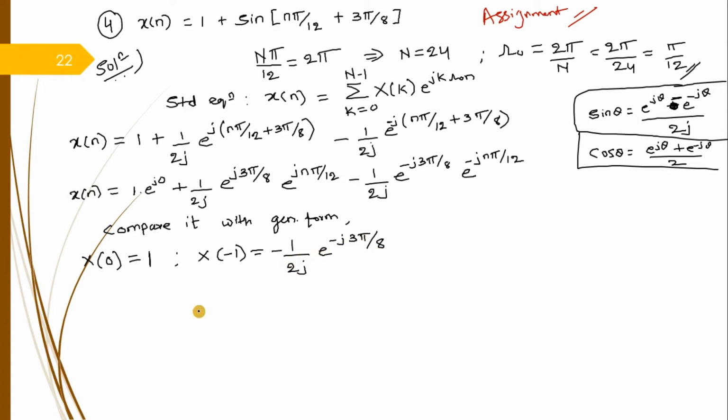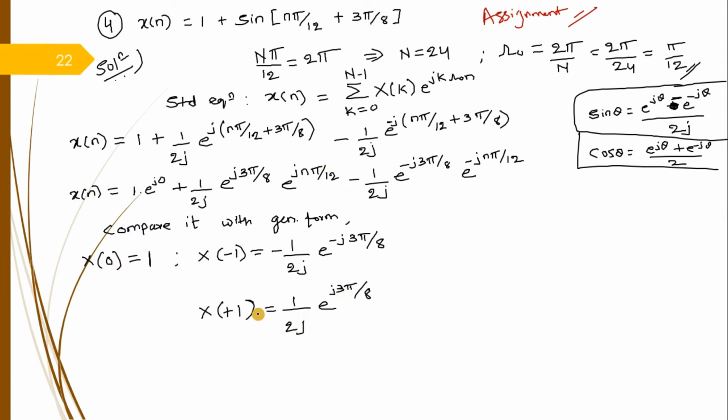Okay. So similarly, x of plus 1 I can write as e raised to j omega naught n, or else e raised to j pi by 12 n, this term. So this should be x of 1 equal to 1 by 2j e raised to j 3 pi by 8. So these are all the terms, the three terms that had appeared.